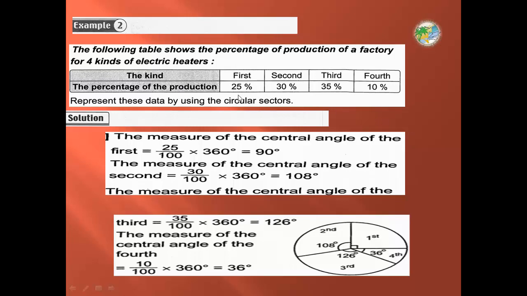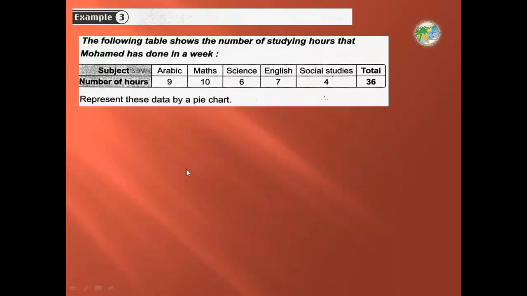If it says percentage, of course the total number is 100. But if it's not a percent, what do we do? For this example 3, we should calculate the total number, which is 36, and it is already given in the table. Here it says the following table shows the number of studying hours that Muhammad has done in a week. He studies in one week 9 hours for Arabic, sorry, because we study math now.